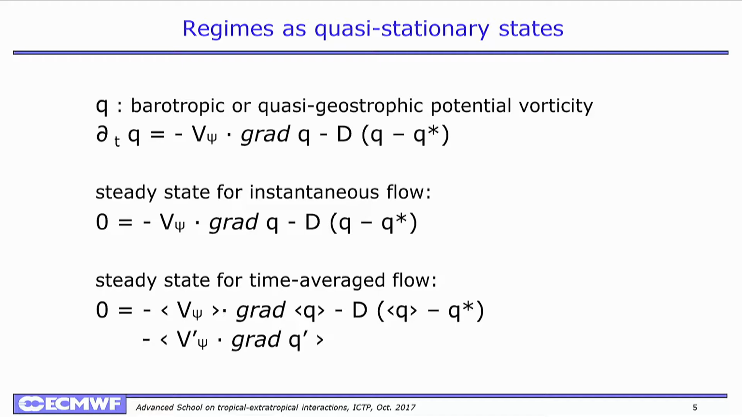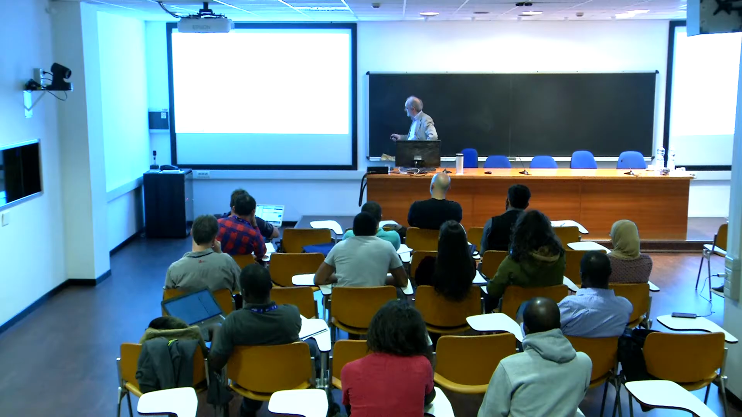And then you have some dissipation processes, which are usually linear in many models. They have the effect of relaxing the potential vorticity towards some sort of equilibrium. For example, you can imagine that in the absence of forcing for the waves, the system will relax to a zonal configuration.